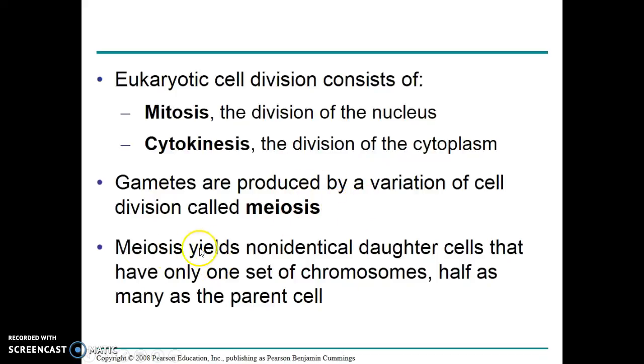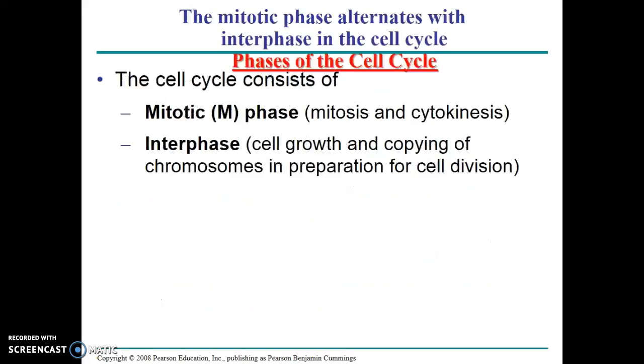Meiosis yields daughter cells that have only 1 set of chromosomes, half as many as the parent cell. As I said before, meiosis yields 4 cells, and they are not identical. They're always different. The daughter cells are really different.